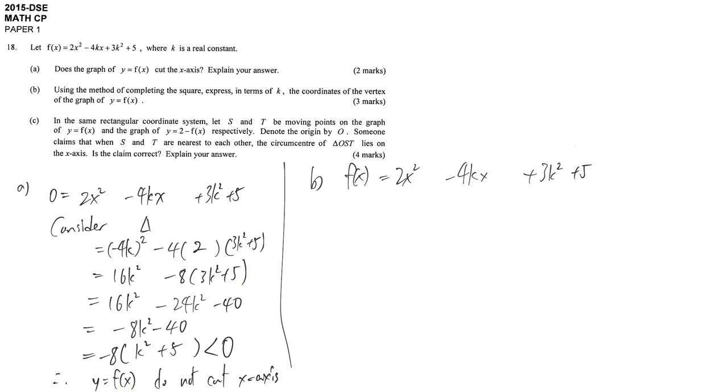of k is. Or in part A, you may try to use completing the square to get the vertex and then compare with our ground 0. See whether there is any x-intercept. So in part B, we are going to use completing the square now. Don't forget the procedure. I hate 2x squared. I just want x squared. So I extract 2 for the first two terms.